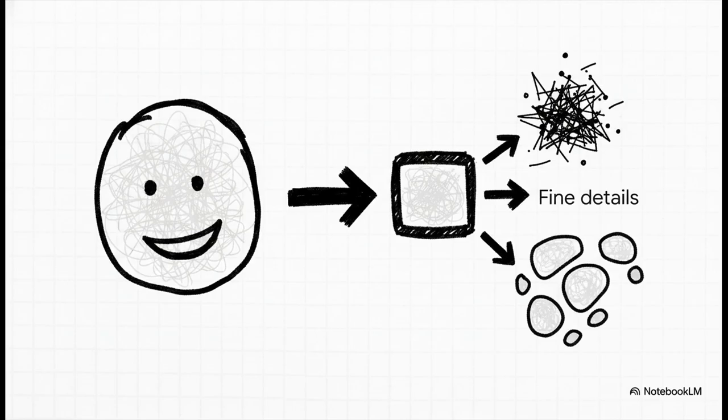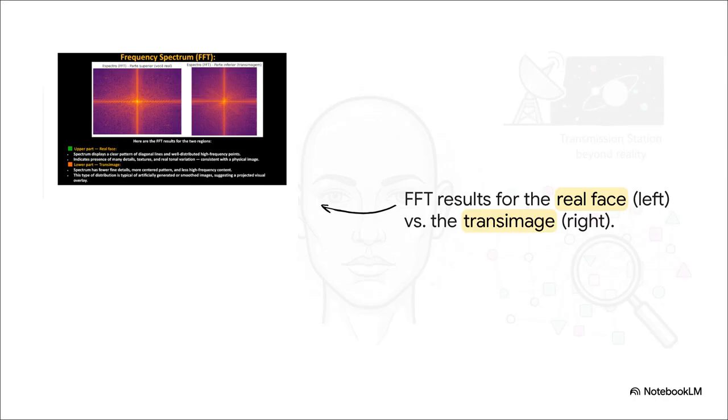Okay, the next test goes even deeper. They use something called a fast Fourier transform, or FFT, to look at the image's frequency spectrum. Now, don't let the name scare you. To put it simply, this technique just breaks an image down into its finest details and textures versus its smooth, flat areas. And here are the results.